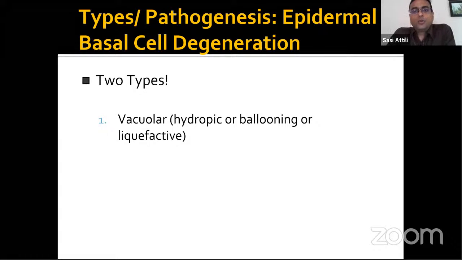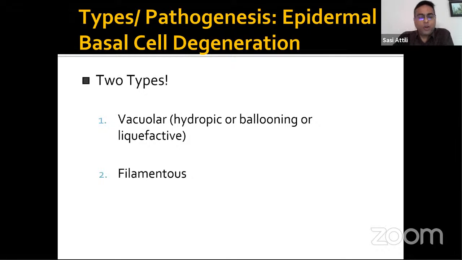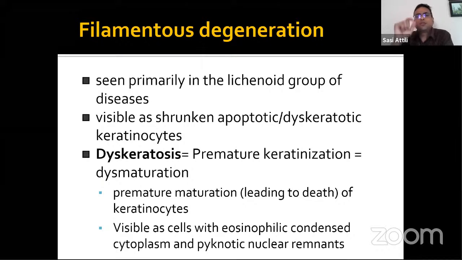Sure. So there are 2 types of epidermal basal cell degeneration. We've explained one type, the vacuolar type. There is a second type called the filamentous type. This we all know about, but we haven't quite read about it in textbooks, or it's not described in so much detail. Filamentous degeneration is seen primarily in the lichenoid group of diseases, visible as shrunken diskeratotic keratinocytes.